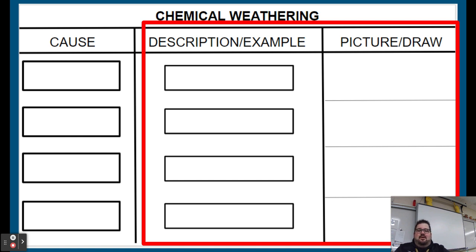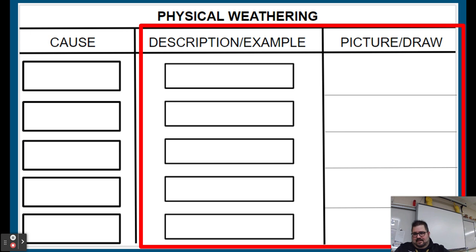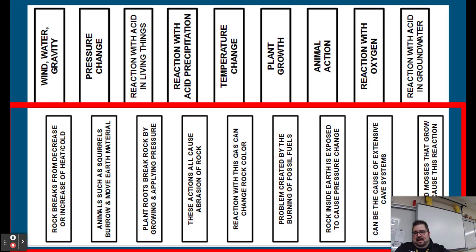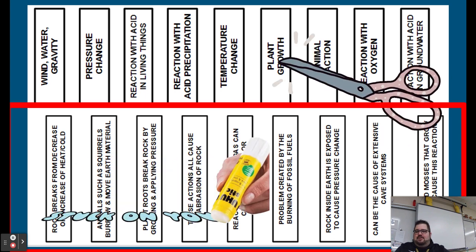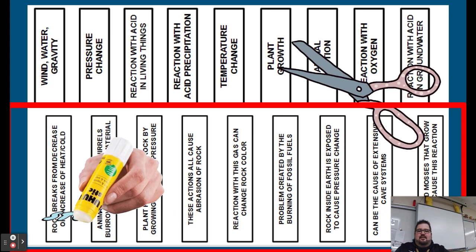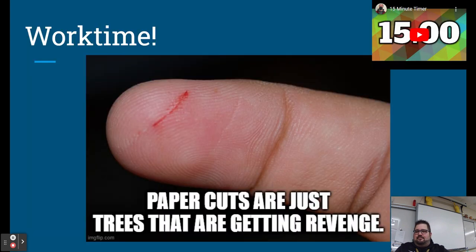Make sure again that you are getting the correct side. One side of the worksheet is all chemical, the other side of the worksheet is all physical. And that is that. That's what we're working on today. So again, just furthering our understanding of physical and chemical weathering.